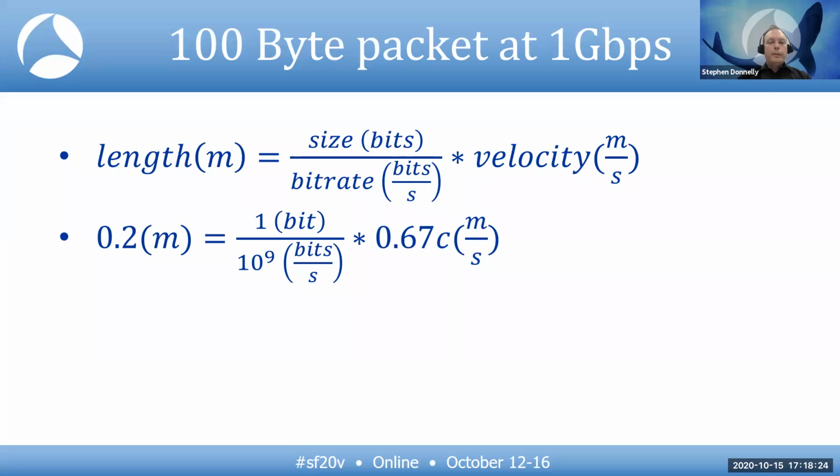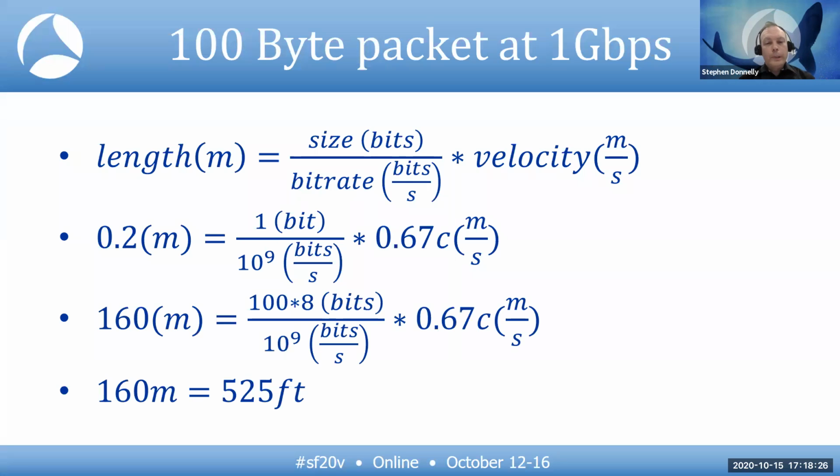Okay, but what about an actual packet? So let's say we have a 100 byte packet, 800 bits long, multiply it out, it's 160 meters or 525 feet for the Americans. So it's kind of interesting. So our 100 byte packet is 160 meters long.